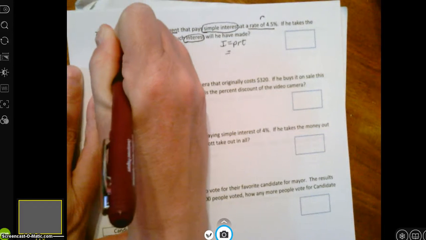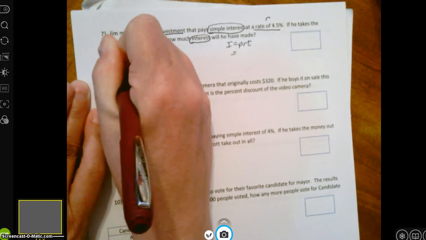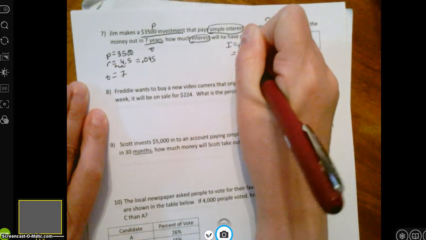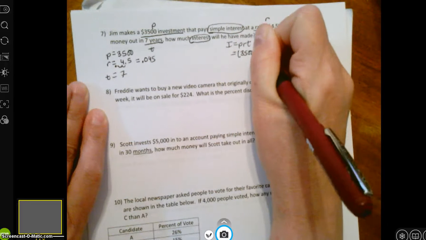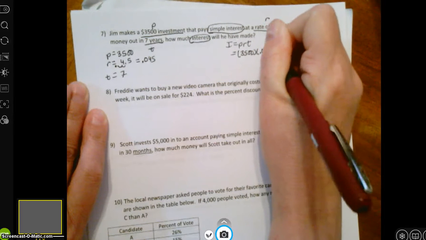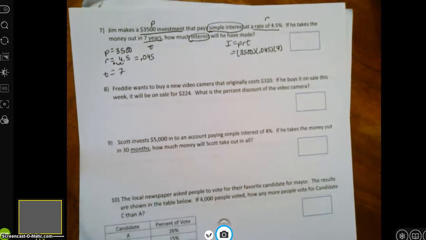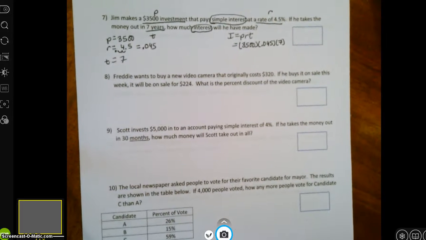P equals 3,500. R, we want to make sure this is a decimal, 0.045, and time, it's already in years, is 7. Okay? So 3,500 times 0.045 times 7. Okay? So you may want to pause the video to try to multiply this out yourself.